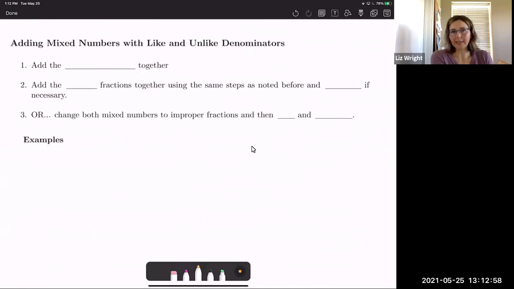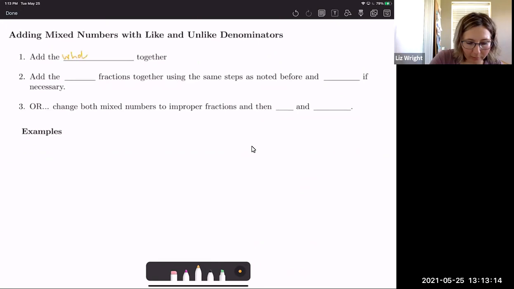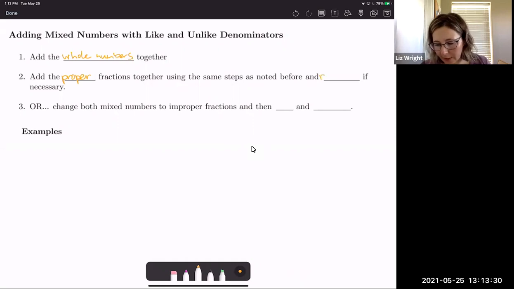All right, so let's look at the next page. So we were just adding some fractions on that page. Here we're going to start looking at adding mixed numbers and whole numbers too. So when we're adding mixed numbers with like and unlike denominators, first we're going to add the whole numbers together. And then we are going to add the proper fractions together using the same steps as noted before. And we're going to regroup if necessary.